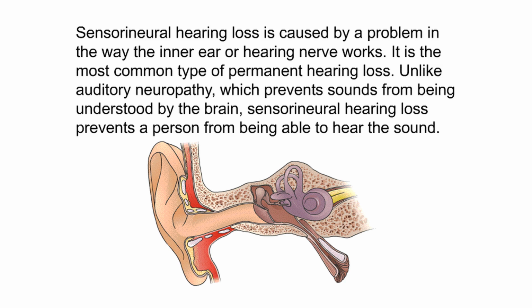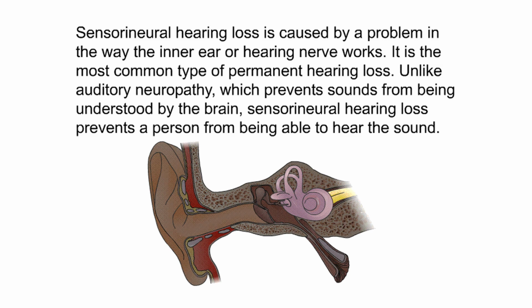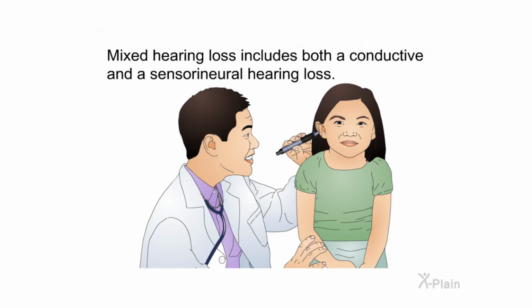Sensory neural hearing loss is caused by a problem in the way the inner ear or hearing nerve works. It is the most common type of permanent hearing loss. Unlike auditory neuropathy, which prevents sounds from being understood by the brain, sensory neural hearing loss prevents a person from being able to hear the sound. Mixed hearing loss includes both a conductive and a sensory neural hearing loss.